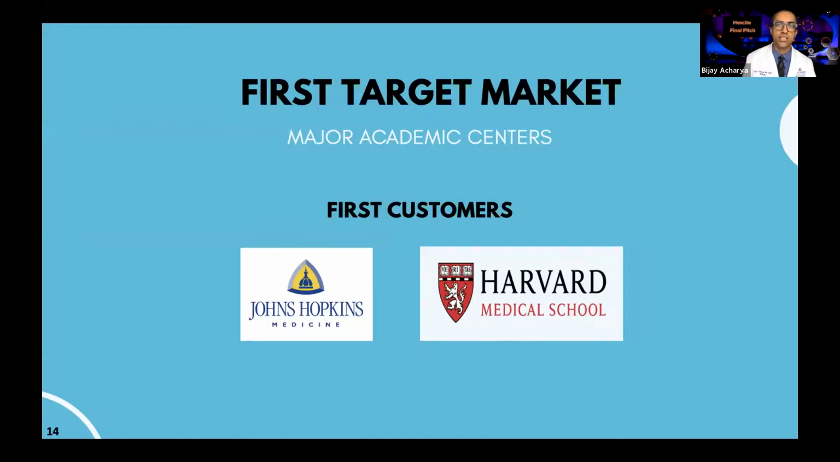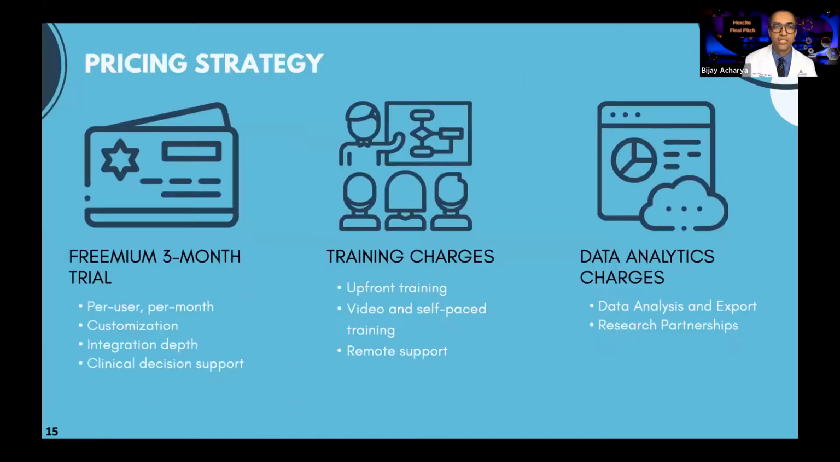Our first target market is major academic centers, and our first customer is Johns Hopkins, where I work, and a teaching hospital affiliated with Harvard, where I was for the last 7 years before I joined Hopkins. We'll be using it as a freemium model for 3 months. That's based on our data that shows adequate uptake of any new product. We'll be charging per user.